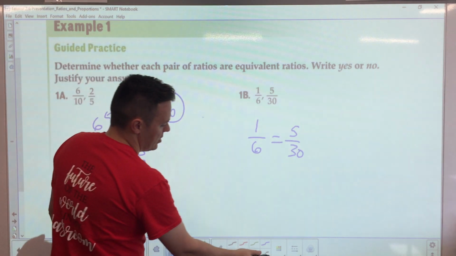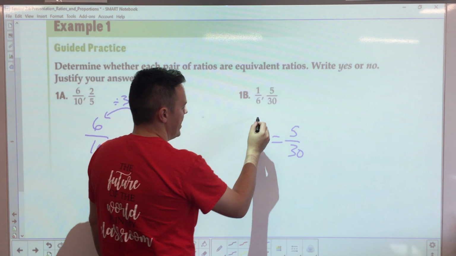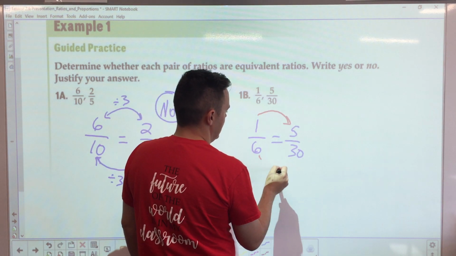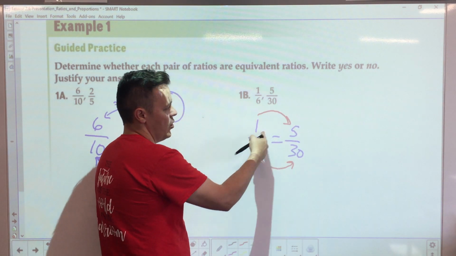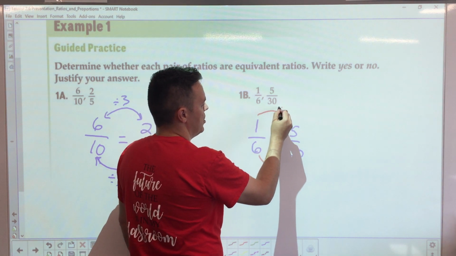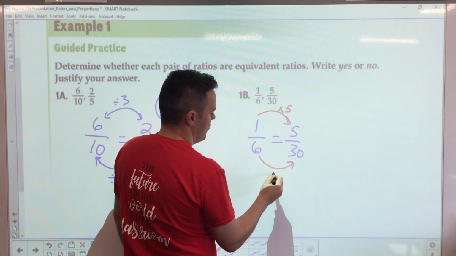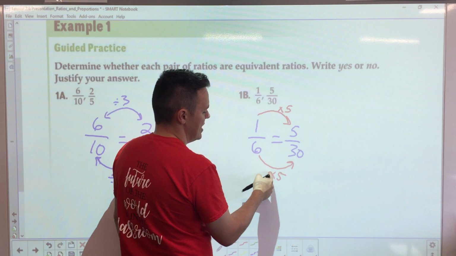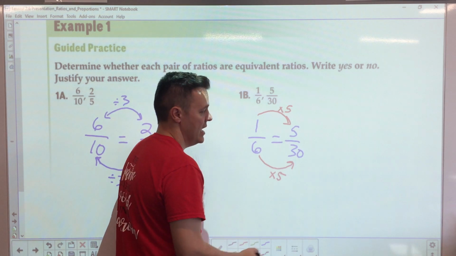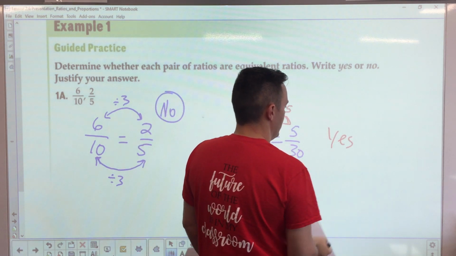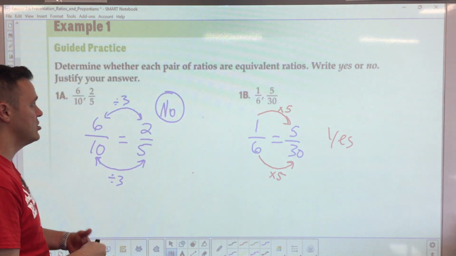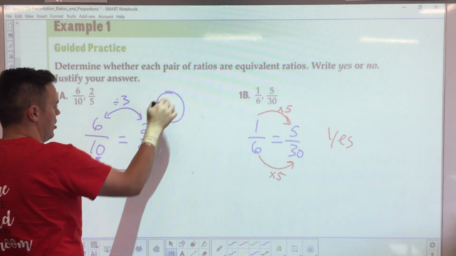All right, same with this one here. The next one. If I go from here to here and here to here, what am I going from 1 to 5? I am going to multiply by 5. So if I multiply this by 5, 6 times 5, does it equal 30? Yes. So this is equivalent ratio, right? It's just a simple ratio thing to make sure that your pairs of ratios are equivalent.